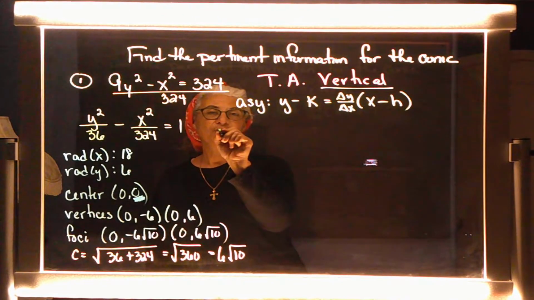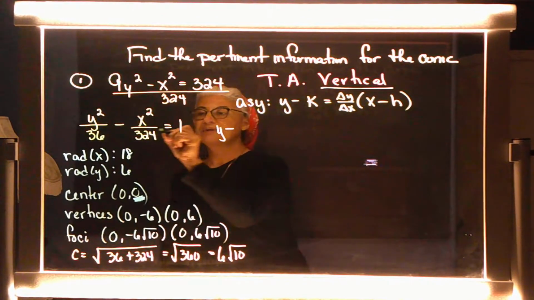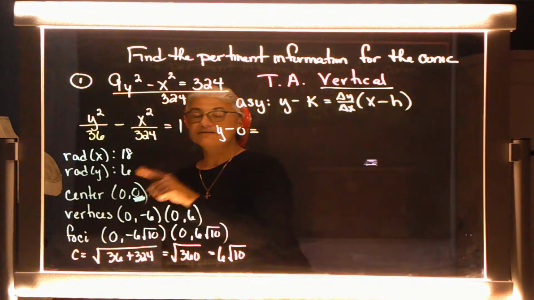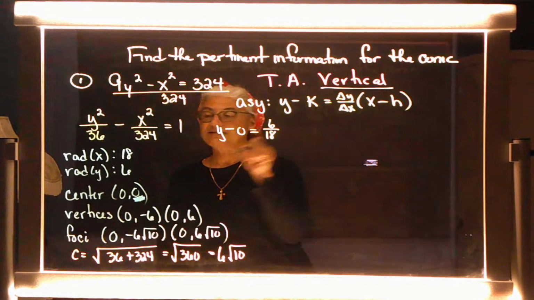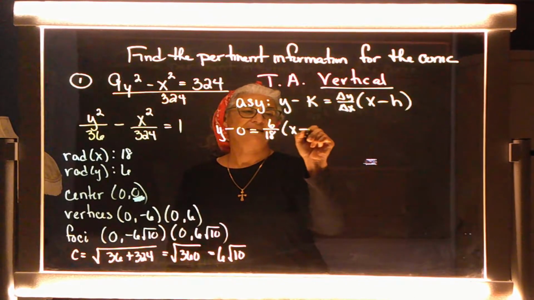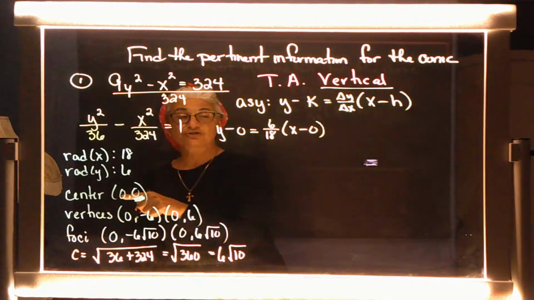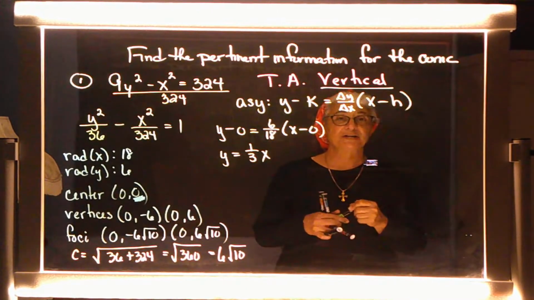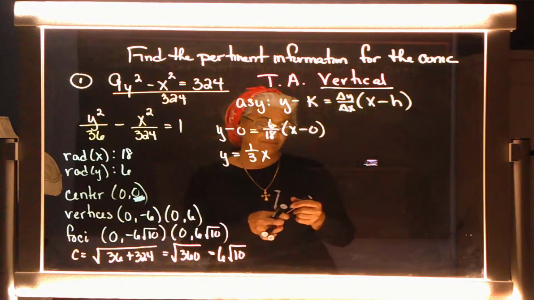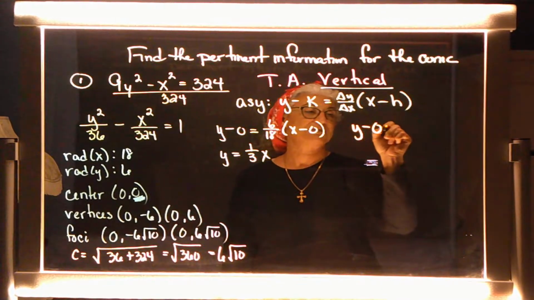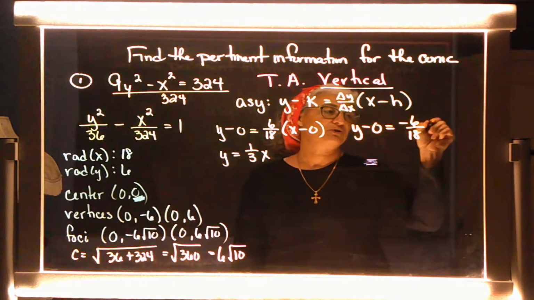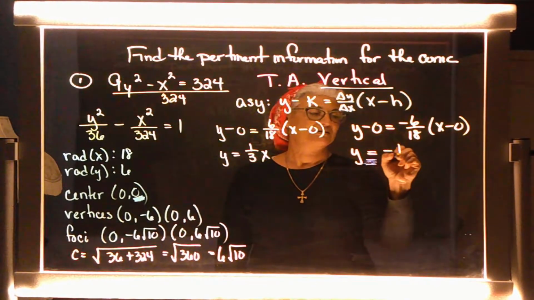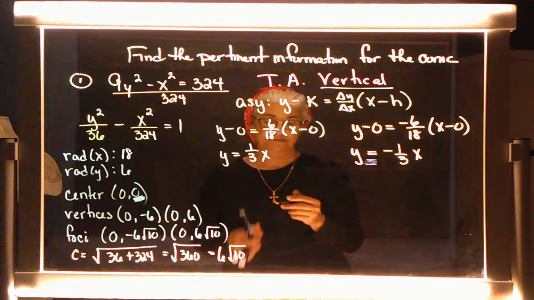So in this case, the first asymptote is going to be y minus 0 equals the radius in the y, which is 6, over 18, which is the radius in the x, and then x minus 0, that's the h. So we get y equals 1/3 x. That's one asymptote. But there's a second asymptote. The second asymptote is still y minus 0, but now it's a negative slope. Good? Okay, so my second asymptote is y equals negative 1/3 x.